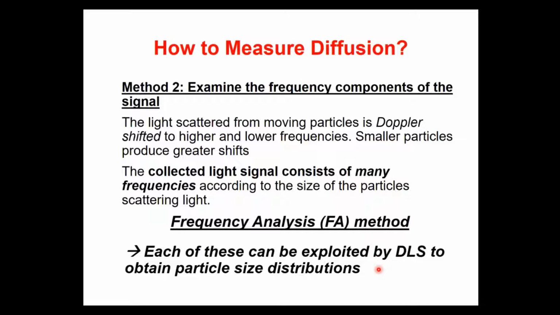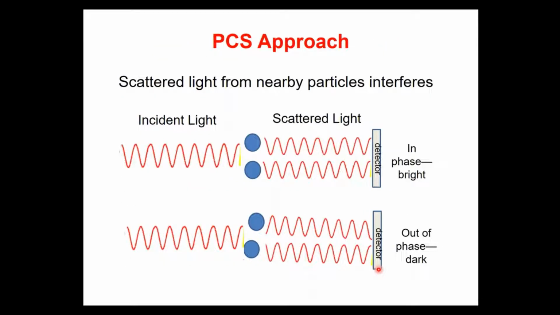It should be stressed that each of these methods can be exploited, and have been exploited by dynamic light scattering, to obtain particle size distributions, but they are really fundamentally unlike. They're dissimilar. Let's focus first on the details of the PCS approach.